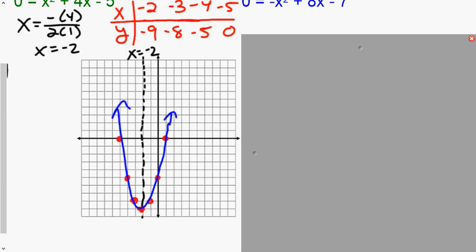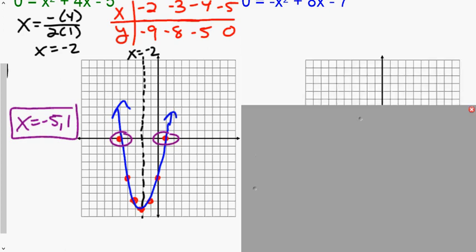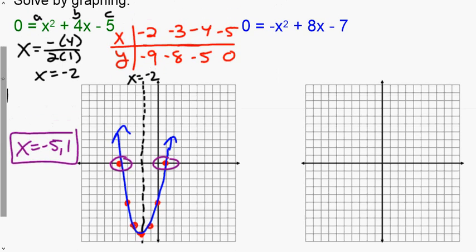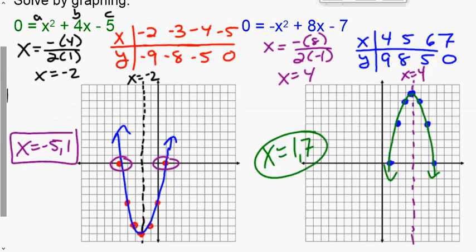And again, we are solving, so our answer is, where does it cross? Where are those 2 points? Well, x equals negative 5 and positive 1. So now that I walked you through one of these, I'd like you to pause the video and try the next one on your own.